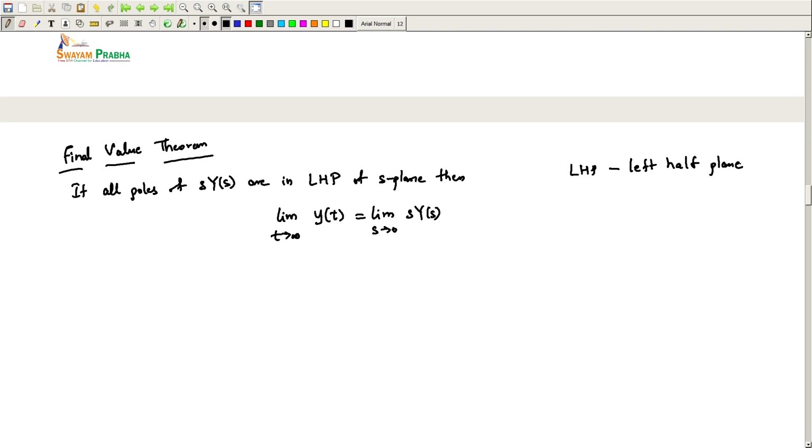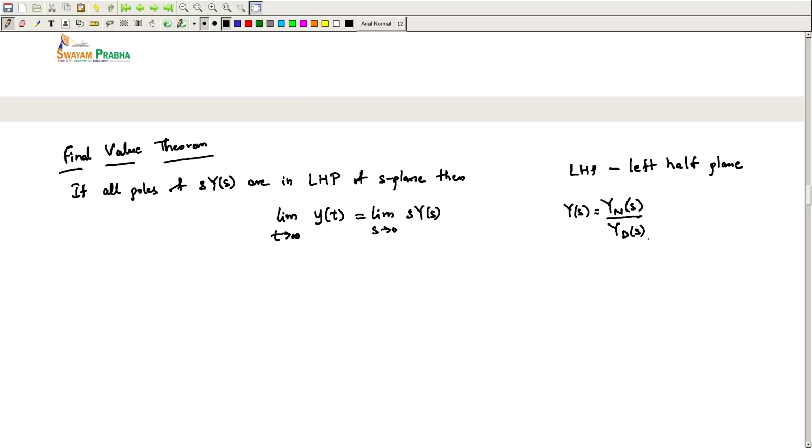And poles are basically, say we have any Laplace transform, we could express this signal Y of s as some numerator polynomial Yn of s and a denominator polynomial Yd of s. So, there is a numerator polynomial and a denominator polynomial. The roots of this denominator are called the poles, and for the numerator the roots are called the zeros.